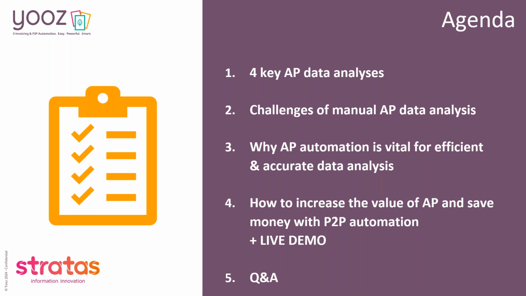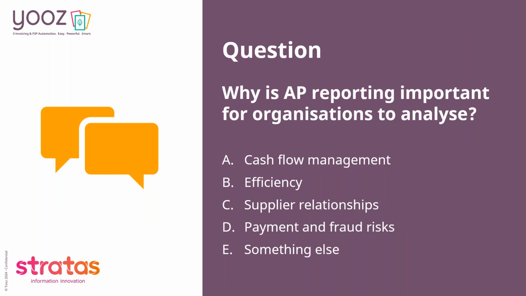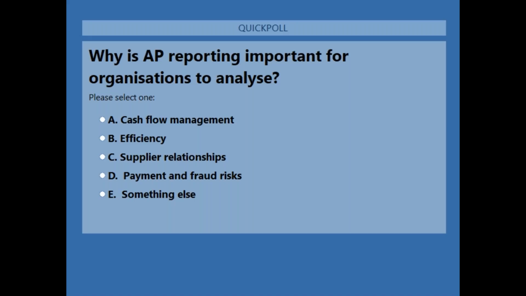All right, now that we have all of that out of the way, we want to get things interactive. So to kick things off, we want to launch our first poll question of the day. You're going to now see it popping up for you with different options, so feel free to participate. All right, we want to hear back from you. Why is AP reporting important for organizations to analyze? For you and your team, is it A, for cash flow management? Is it B, for efficiency? Is it C, for supplier relationship management? Is it D, payment and fraud risks? Or is it E, something else?